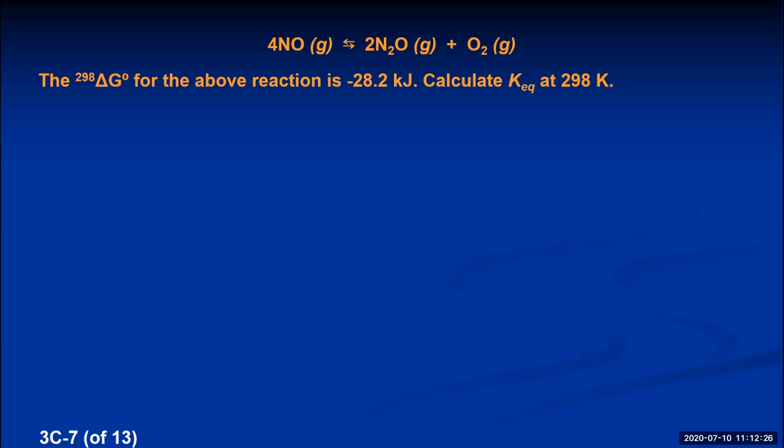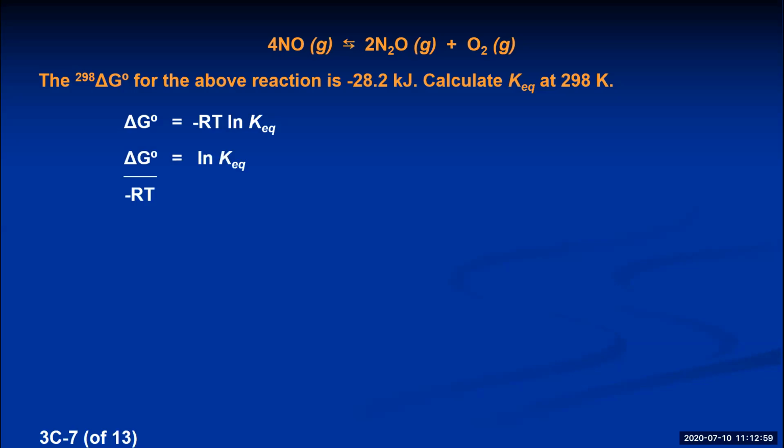So if we're able to do that by going standard free energy of formations of products minus standard free energy of formations of reactants, we calculate the standard free energy change for the above reaction is negative 28.2 kilojoules. Can we calculate the equilibrium constant from that? And absolutely, because this relationship is always true for chemical reactions. If I want to solve for the equilibrium constant, I'm going to isolate the natural log of KEQ on the right side first by dividing both sides of the equation by negative RT.